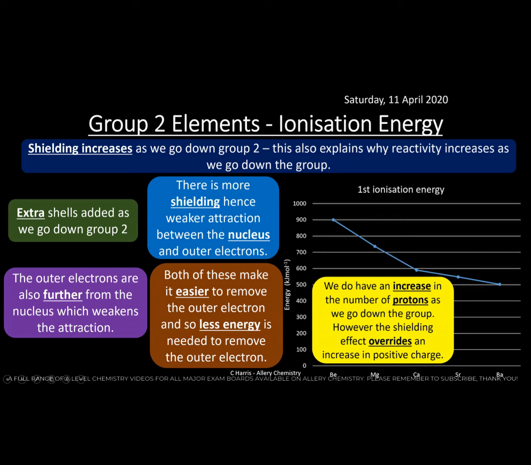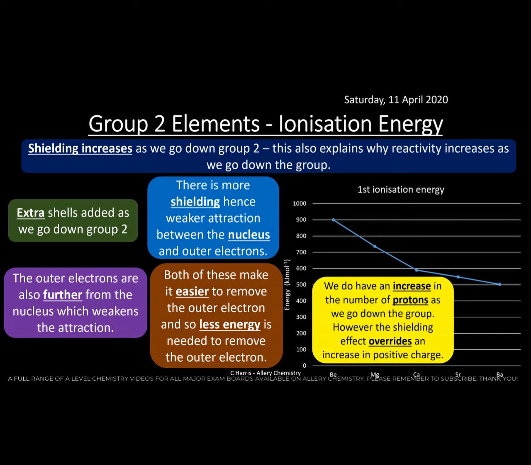Now we do have an increase in the number of protons, so as we go down group 2, we've got more protons in that nucleus. And you might think, well, surely because you've got more protons in the nucleus, you've got a bigger charge, and so therefore that should hold these electrons in more readily. It does to an extent, but the shielding overrides that positive charge.